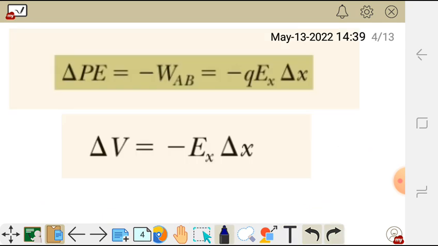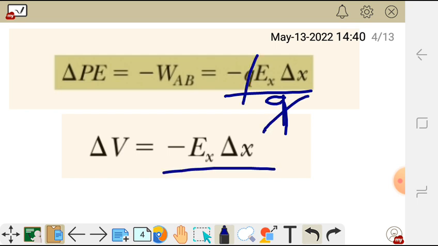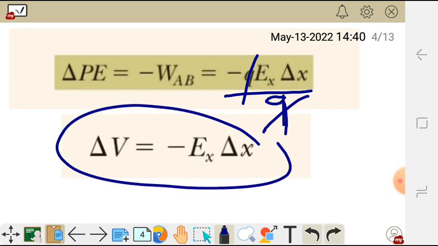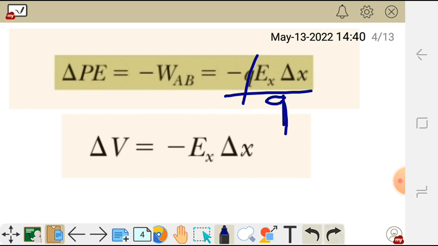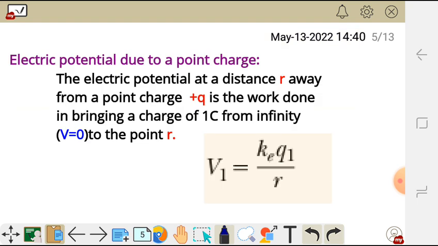In my previous video, we said potential energy is equal to negative work done, which is equal to the force multiplied by the distance. And the force was QE, which is the electric force. If we divide the potential energy by Q to find the potential difference, our Q is going to cancel. We are going to remain with negative E multiplied by the distance, where E is the electric field. So this is the formula for potential difference.